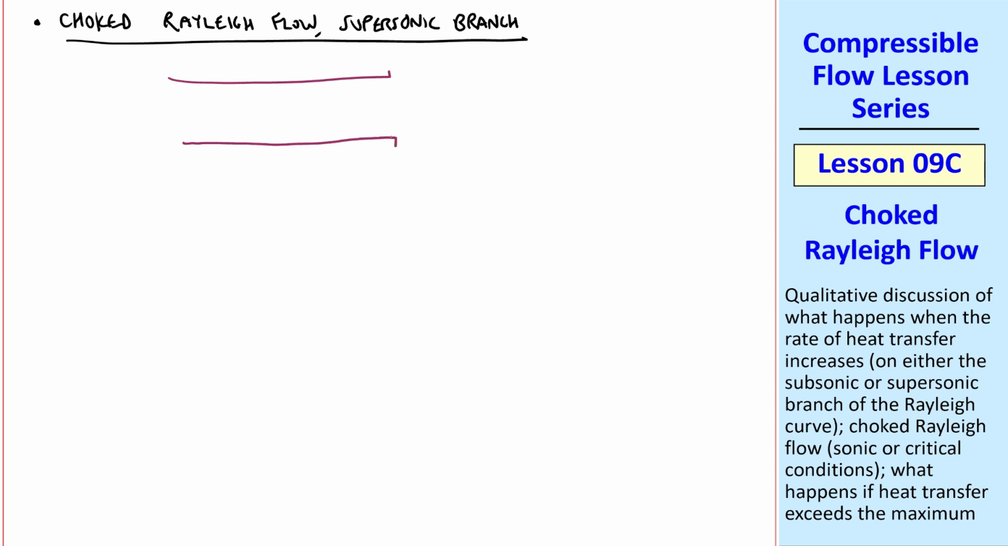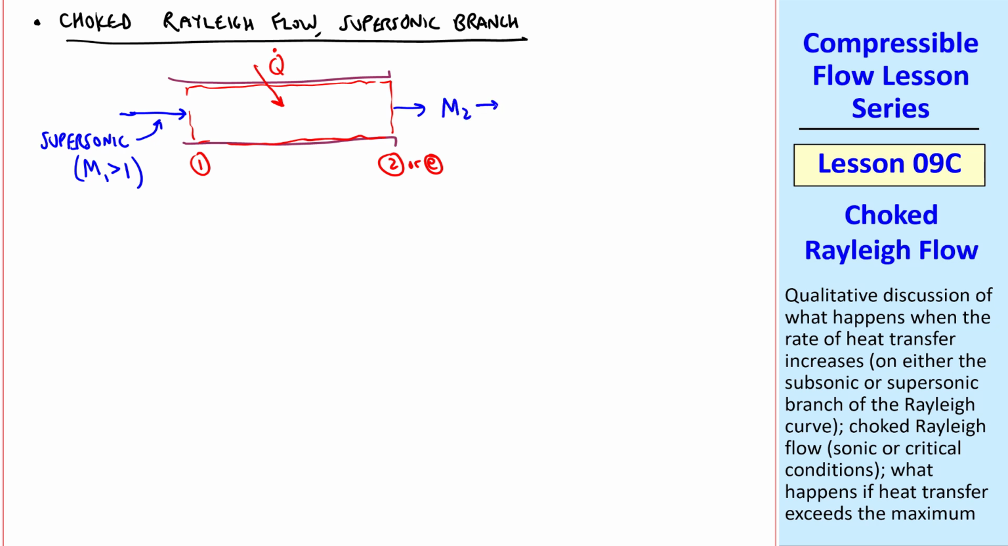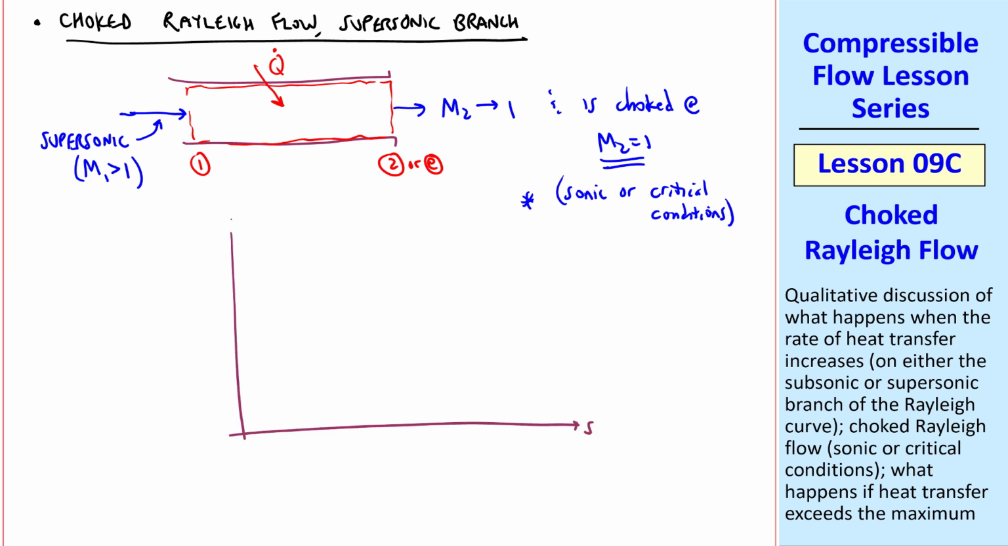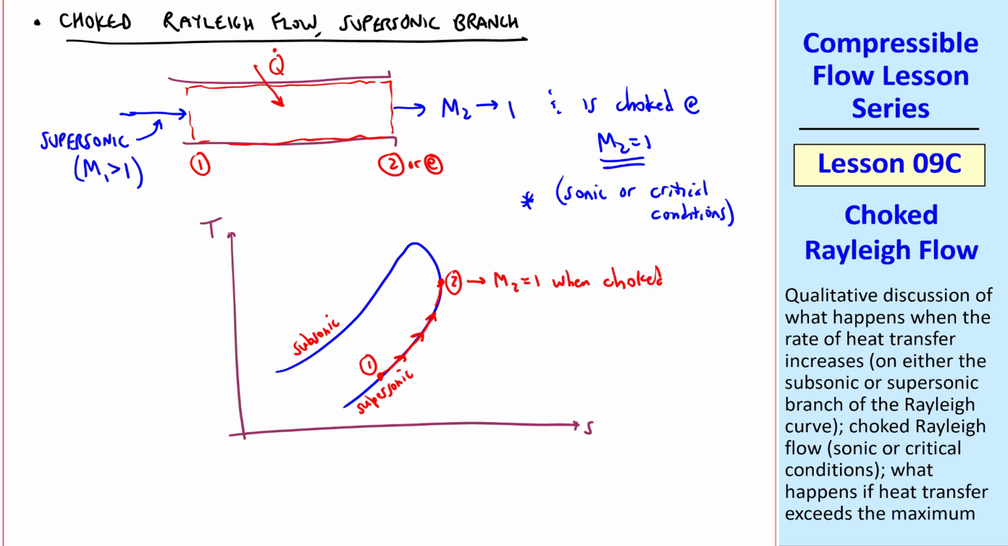We have the same setup with 1 somewhere upstream and 2 at the exit plane. But this time the flow is supersonic at state 1, and as we keep adding heat, M2 approaches 1 and is again choked when M2 equals 1, and we have sonic or critical conditions, which we use superscript star or asterisk to indicate. On our TS diagram, we're now on the supersonic branch, and as we add heat, Mach number decreases towards 1, and M2 goes to 1 when it's choked, again at S max.